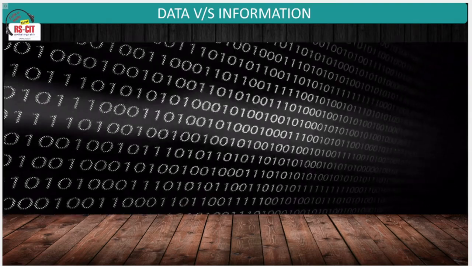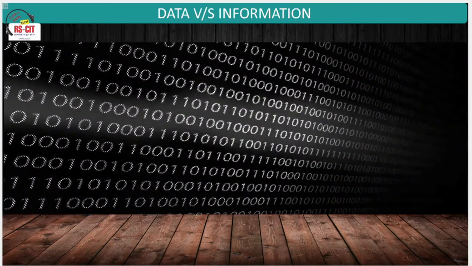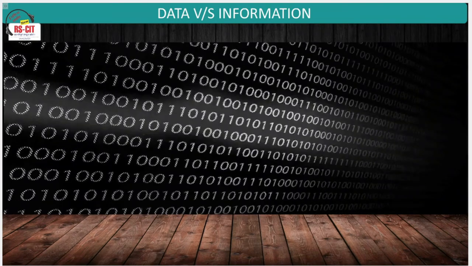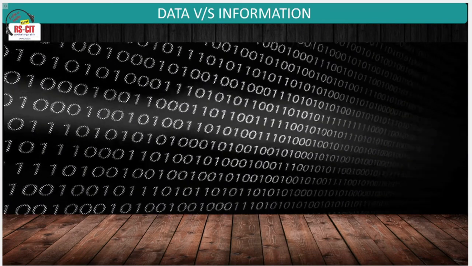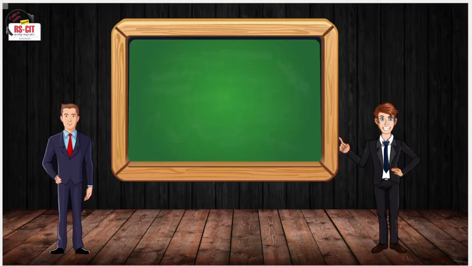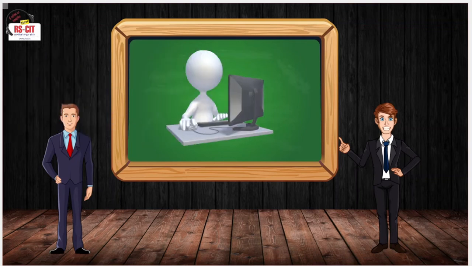Understand the difference between data and information. The raw, unorganized facts, including text, images, numbers, and sounds, are called data. Processing data results in information. Understand this further by listening to this conversation.